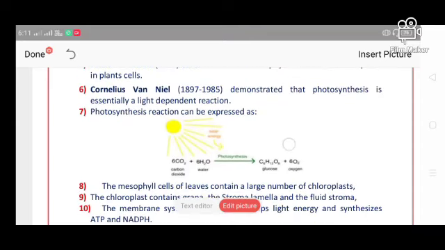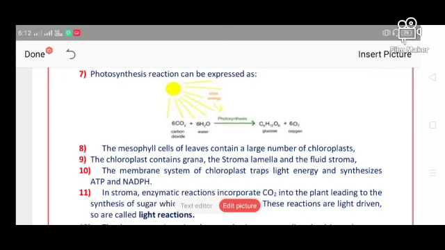Okay, so the photosynthetic reaction can be expressed as 6CO2 plus 12 H2O, here there is a mistake, it is 12, in the presence of sunlight, giving glucose as well as oxygen, where oxygen is the byproduct. Okay, so the mesophyll cells of the leaves contain a large number of chloroplasts. So you have to remember all these points in order to crack the exam.